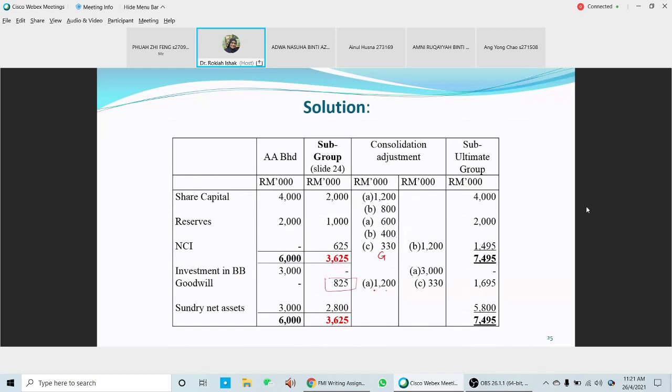1.2. Okay, the title for 1.2 is your total amount. 330 is the one that we exclude from the NCI. So the total goodwill here will be 1695 here. This one is 825. The 825 is the subgroup. This one you refer back to slide 24. So this is what you have.